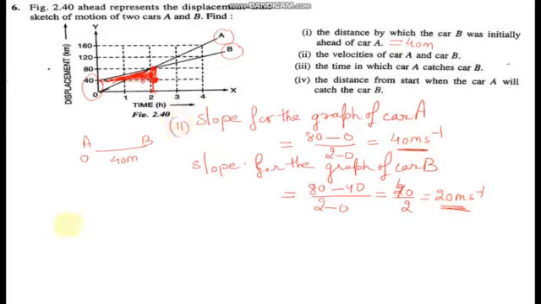Next part, we have to find out what is the time in which the car A catches the car B. Now see here, you can see when time is 2 seconds, then car A and car B, both of them meet each other. जब time 2 seconds है, वहाँ पर car A और car B, they meet each other. So the time in which the car A catches car B, that time is 2 seconds.